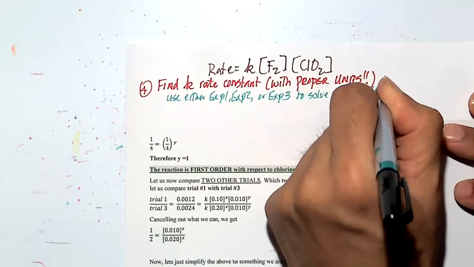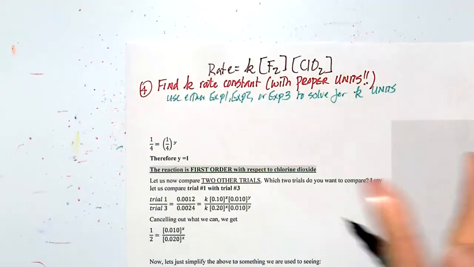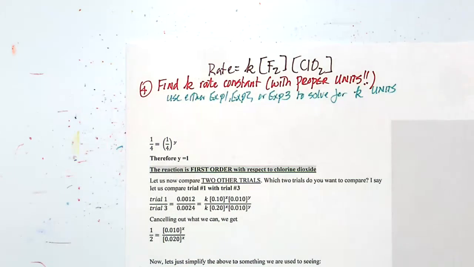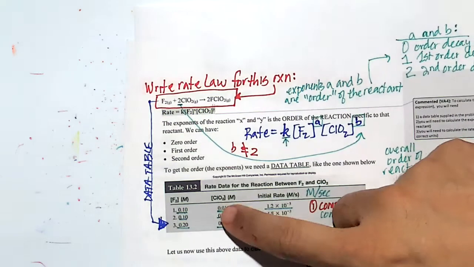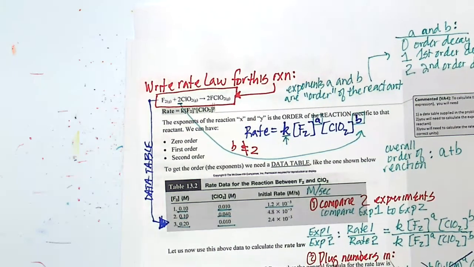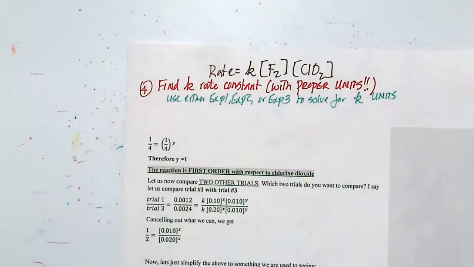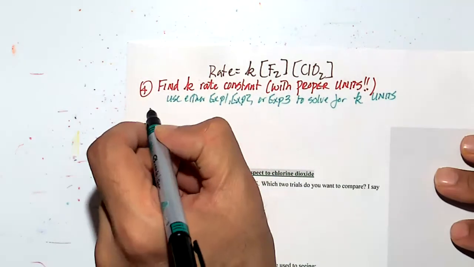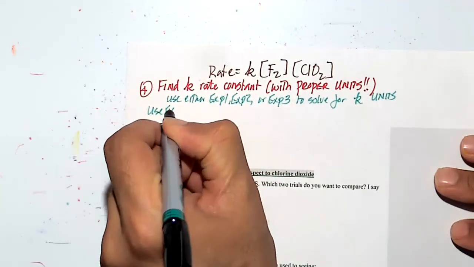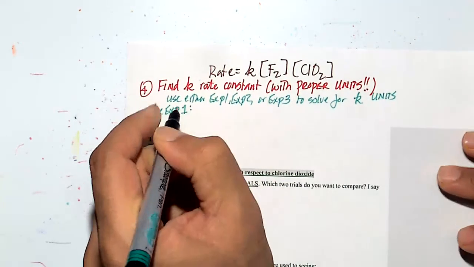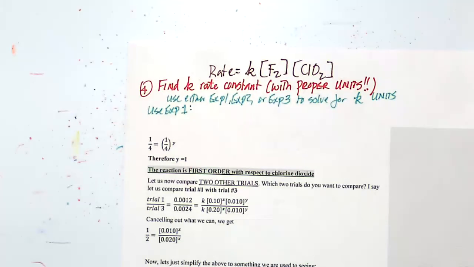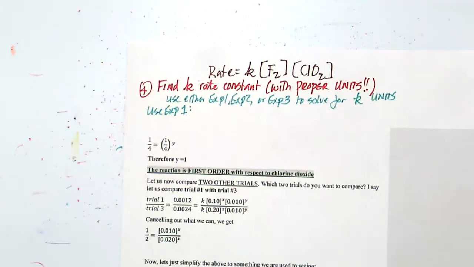Then don't forget the units. Units are going to be different each time. So which one do you guys want to use? Josh, Elena, Connor, 1, 2, or 3? Just pick a number, how you feel. 1? Okay, so we'll use experiment 1. You can use 2 and 3 also. You'll get the same answer.